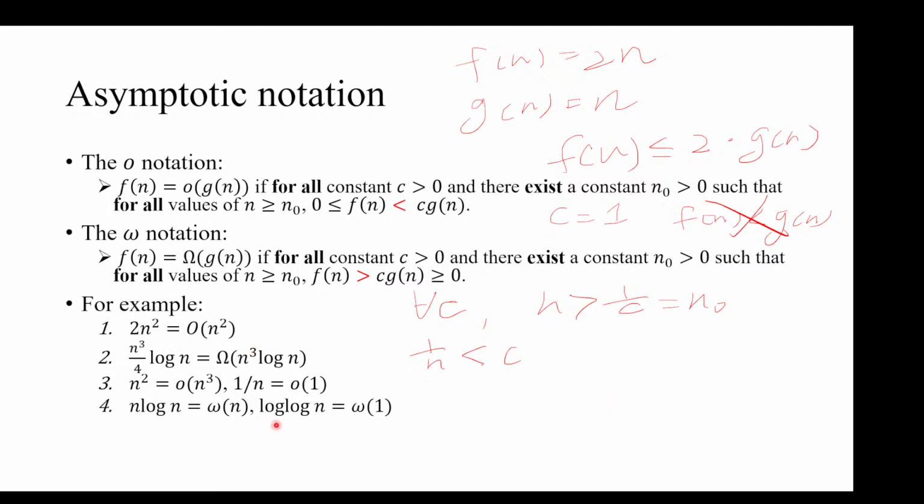Okay. And then similarly, we have n log n equal to omega of n, because log n grows faster than any constant. And also log n is omega of 1. Even though this grows very slowly, you can still beat any constant. This thing goes to infinity when n goes to infinity.